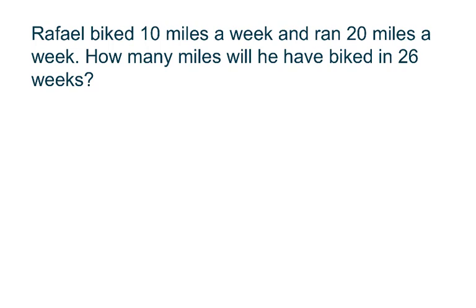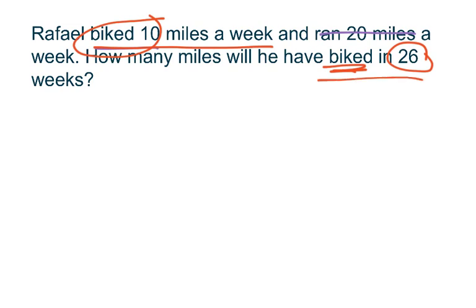Now it's important that we understand what the problem is asking us. It wants to know how many he biked in 26 weeks, and in my problem, I have more information than what I need. The first piece that I have is he biked 10 miles and then he ran. My problem's not asking me about how far he runs. It's just asking about him biking. So I can cross out what he ran, and I just want to focus on him biking. So if he biked 10 miles a week and he did this for 26 weeks, I want to know how many miles he biked. So I'm going to write my multiplication problem, 10 times 26.